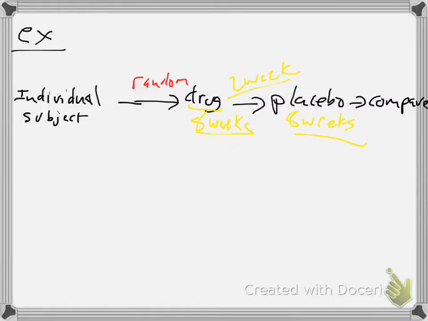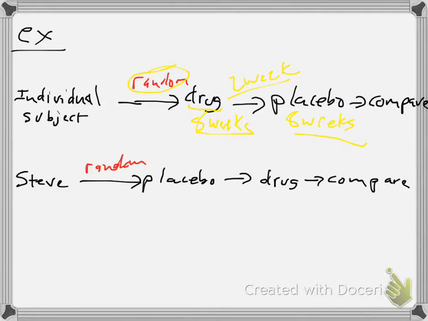Now, as I said, randomization is still important in these experiments, and the randomization here in a matched pair is going to come from which treatment they receive first. For instance, maybe we had another subject in our study, and his name is Steve. And Steve randomly got the placebo first for 8 weeks, then had the 2-week cool-off period, and then got the drug for 8 weeks.